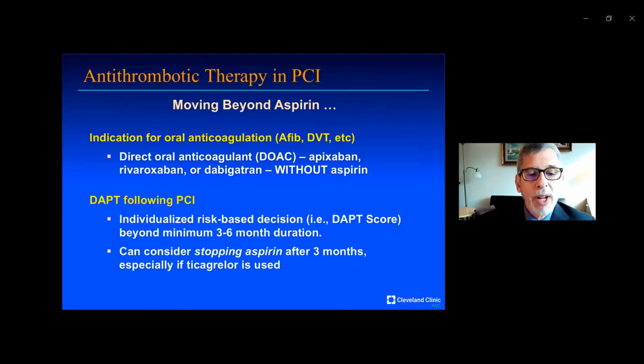But following conventional PCI, and this is outside the setting of oral anticoagulant, of course, it's an individualized risk-based decision. You can base it on the DAPT score in terms of how long you want to treat with dual antiplatelet therapy. But after 3 months, even in high-risk patients, you can consider stopping the aspirin, especially if ticagrelor is used.